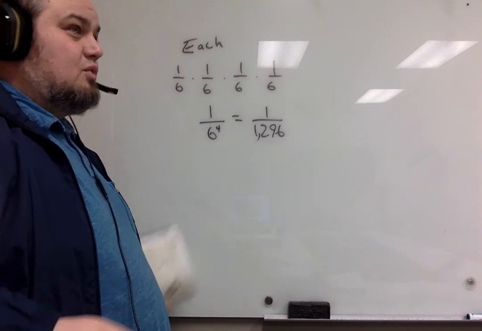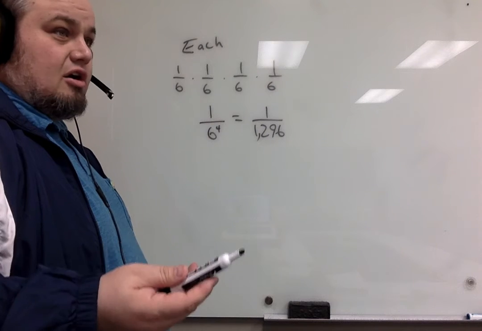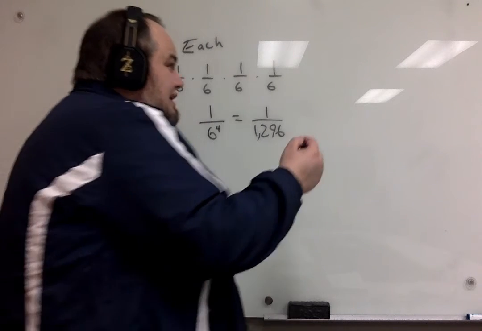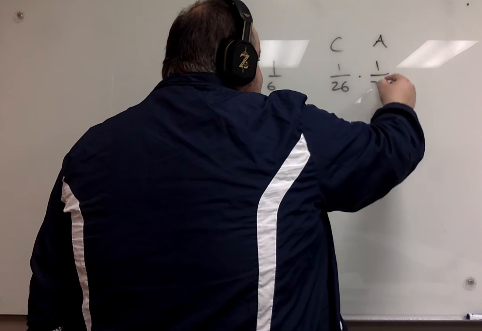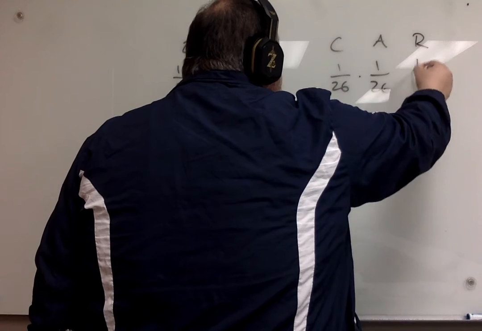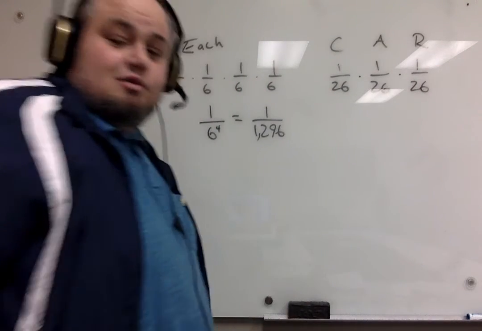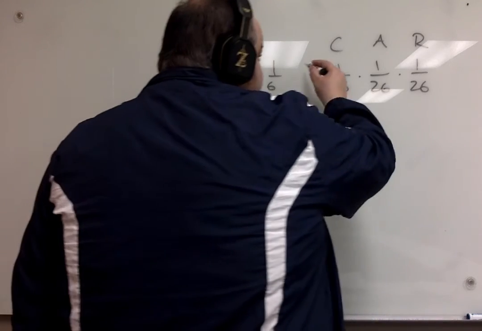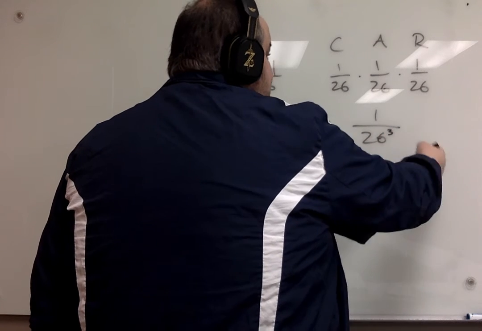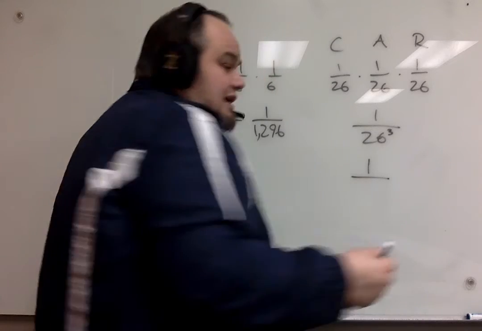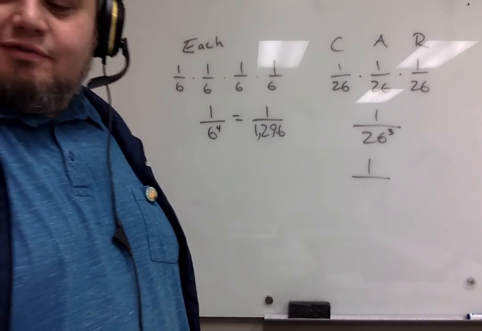Now it's going to ask, what's the probability that they would type CAR? There's only one C, so 1 out of 26. There's only one A, so 1 out of 26. And there's only one R, 1 out of 26. And we would multiply all 3 of those. So we would have 1 over 26 cubed. When we multiply the top, 1, and the bottom, 26 cubed, which is 26 times 26 times 26, our final answer will be 1 out of 17,576.